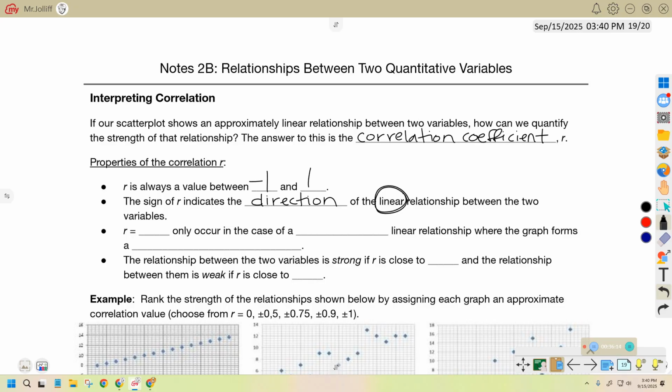Next, you only see ±1 when it is a perfect linear relationship. If it's a perfect linear relationship, what's my graph going to look like? Straight line, yeah. Perfectly straight line. All of the dots are on the same line. Do we expect that we are going to see that in nature very often? No. Nature is more complex than that. That does not happen very often. You should be surprised if you get a correlation coefficient of exactly 1.